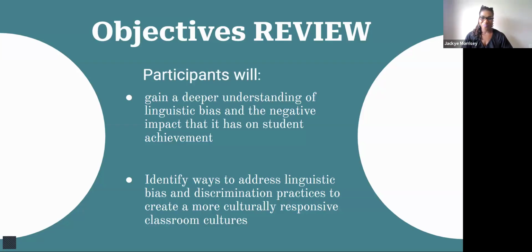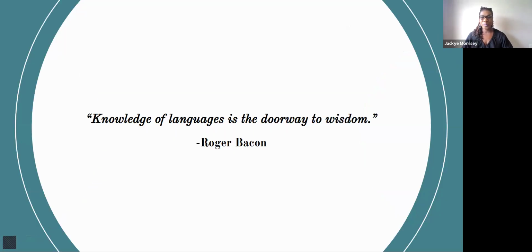I love that. All right, friends, we started with a quote. I want to make sure that we end with one as well. The quote that you see on the screen in front of you is from the late, great Roger Bacon, who was a very well-known philosopher and an educator. And he said that knowledge of languages is the doorway to wisdom.